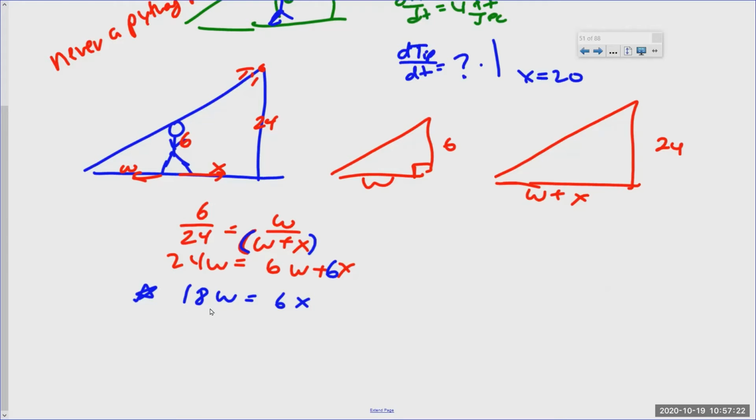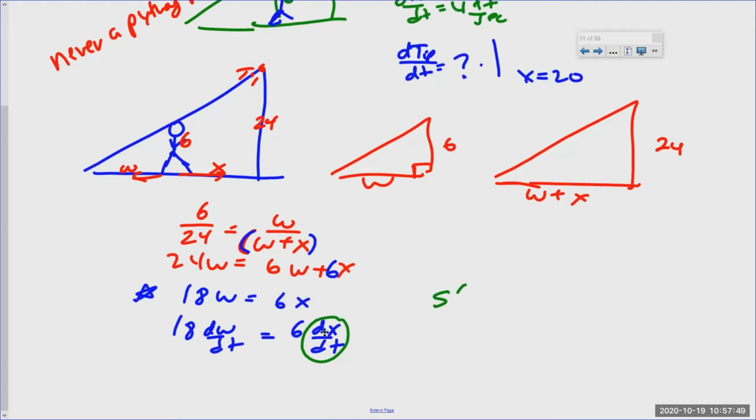What's the derivative of 18w? 18, but don't forget dw dt. What's the derivative of 6x? 6, but don't forget dx dt. And then here you just plug in. A lot of times they want you to find the shadow, and they give you the rate of the woman or the man. The dx dt, if you've done physics, is like your x prime or position prime, your velocity. Does that make sense?